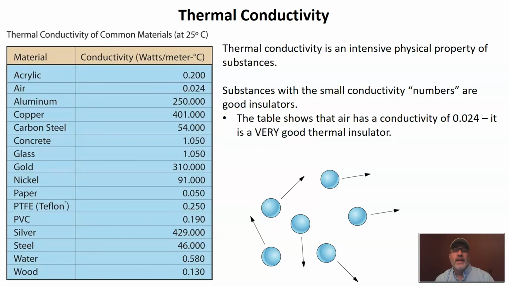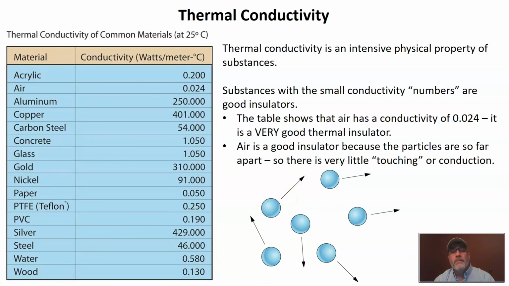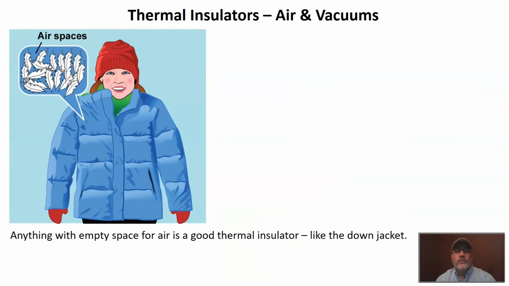Now, why might air be a good thermal insulator? Remember, we said that a conductor has particles that are close together. Well, air is a gas. Since the particles are so far apart, that is what makes it a very good insulator. This idea of air and the particles being far apart being a good insulator is probably something you knew even without being able to say it.